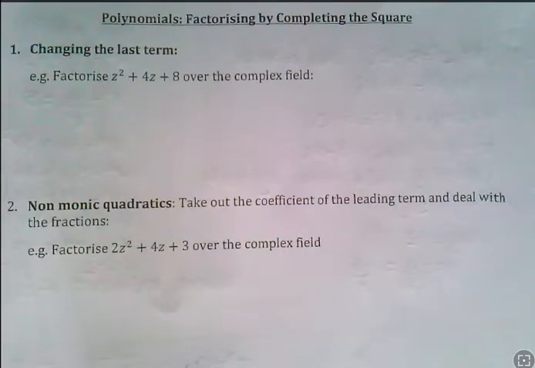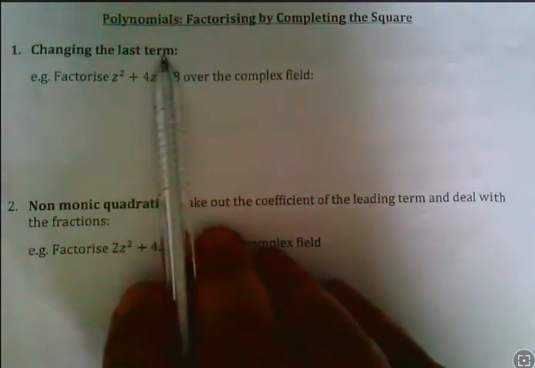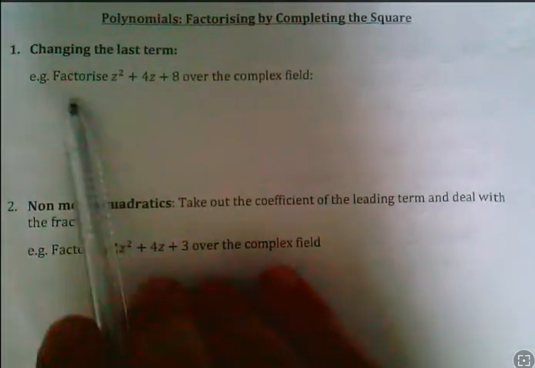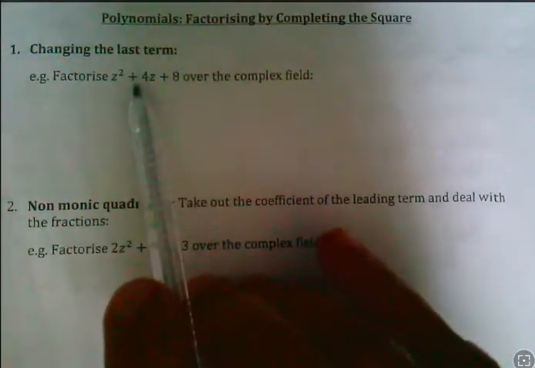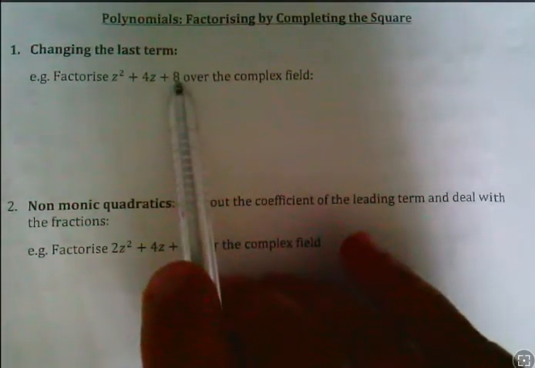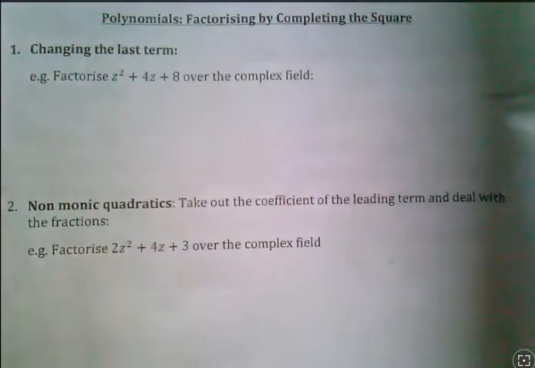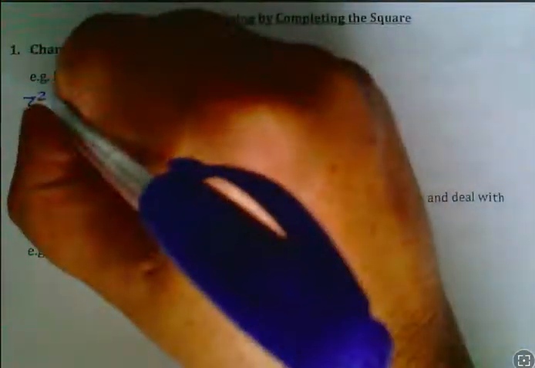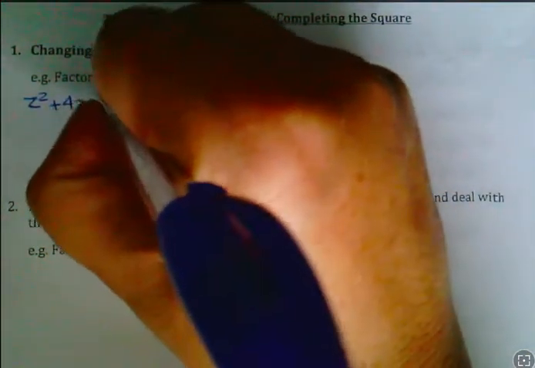Now, another way that we can factorise polynomials is by completing the square. Now, there's a few ways we can complete the square. One way is to change the last term, and we would change the last term if we have a z squared and a z term, and we'd change the constant so that it will complete the square for us. So this is very much a 2-unit concept here. So z squared plus 4z plus 8.